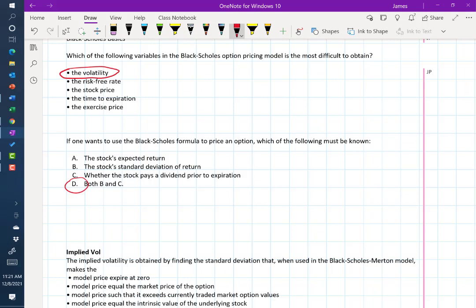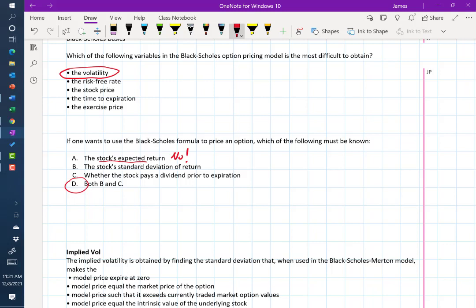The stock's expected return. Do you need to know that? No, you do not need to know the expected return. You don't need to know whether the stock is going up or down. That actually doesn't matter to the valuation in Black-Scholes. What does that mean? That means if you have two stocks and they're the same in every other way, except one has a positive expected return, maybe 20%, and the other one you expect to go down by 20%, the value of options on those will be exactly the same. Okay, so that's an interesting thing.